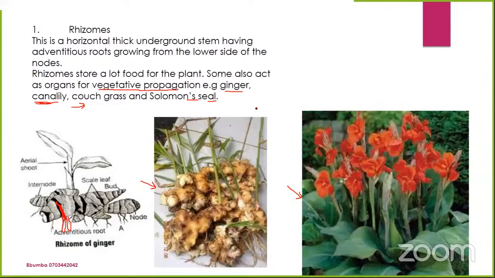Teacher, a picture of spear and couch grass. Okay, I was not able to put it here, but maybe next time I'll be able to get you the picture of the spear as well as the couch grass.